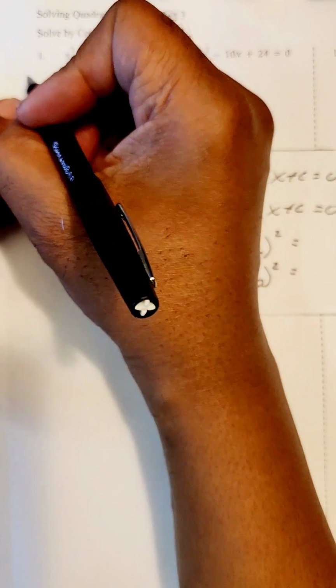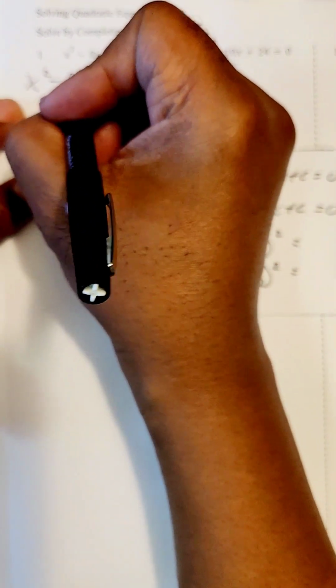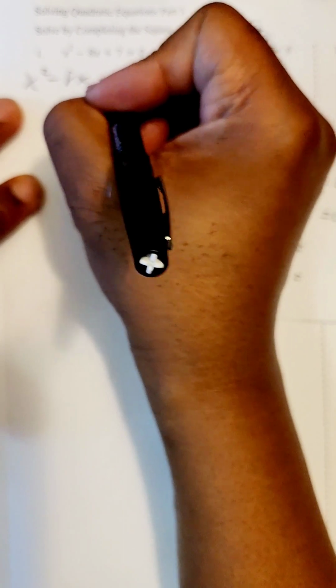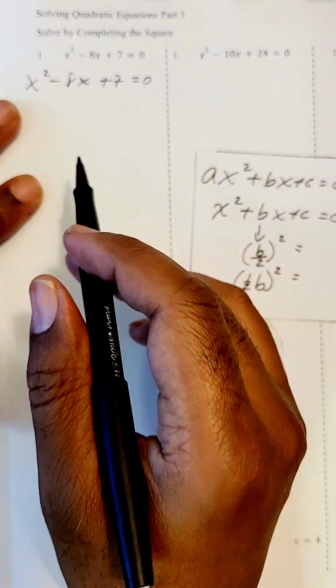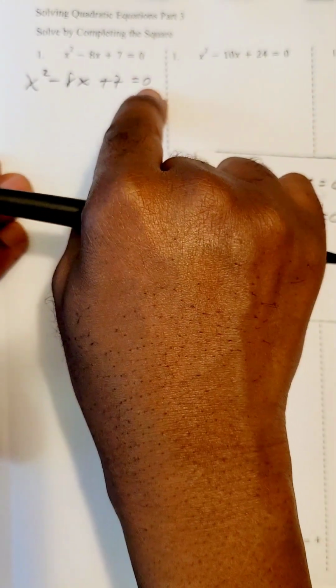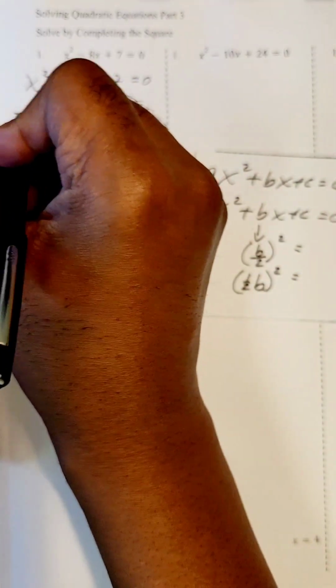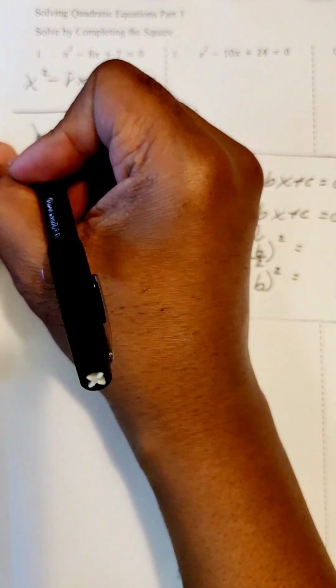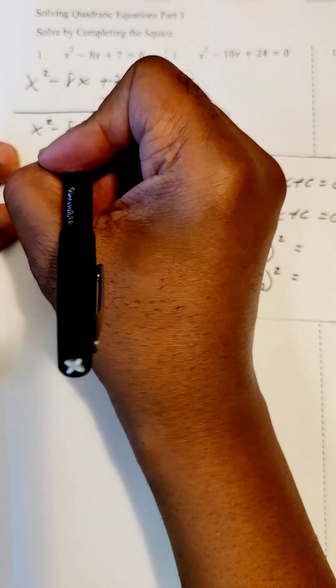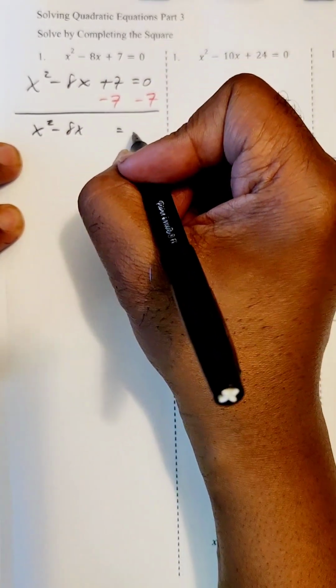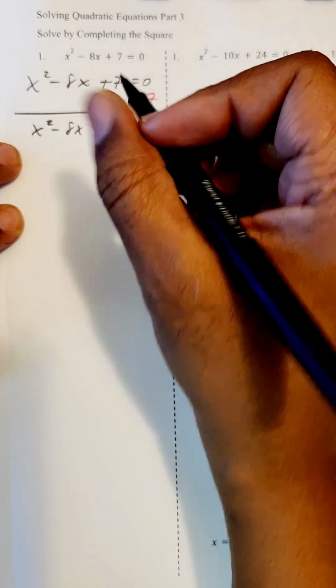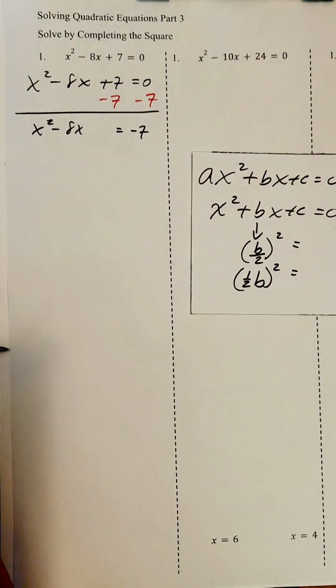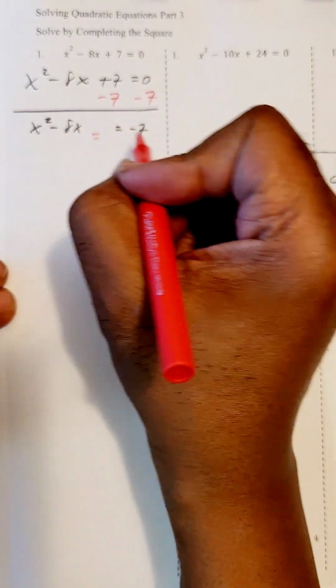So here we have x squared minus 8x plus 7 equals 0. The first step is to remove the c to the other side. So minus 7, and what we do to one side, we do to the other. And so what we end up with is x squared minus 8x equals negative 7. And you see there's space here and here, and we're going to reserve these two spaces.